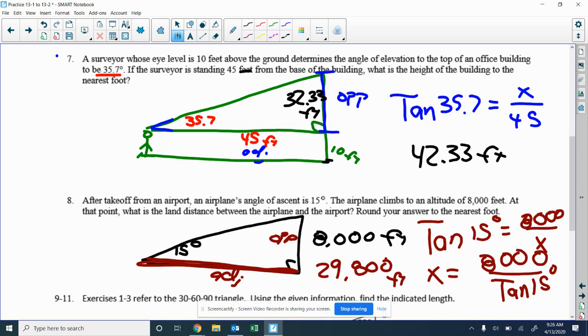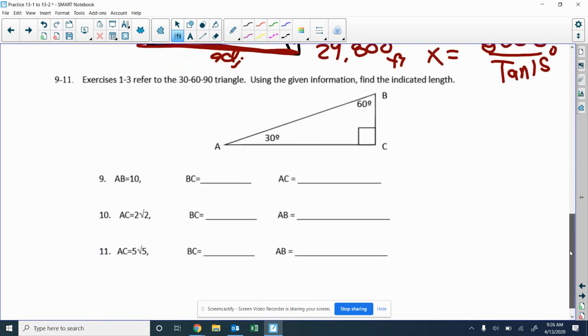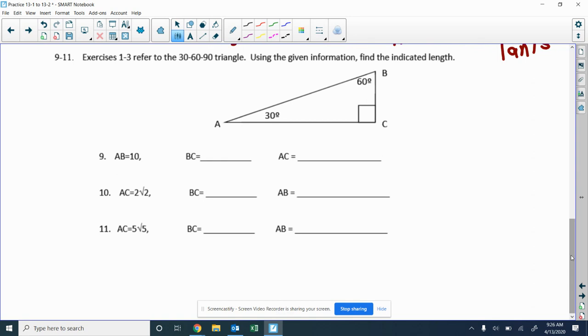Getting close to the end now. We have our special rights. And this is the 30, 60, 90. You should remember this from geometry from last year. So remember, this is always going to be 2x. This side is always x. This side is x square roots of 3.